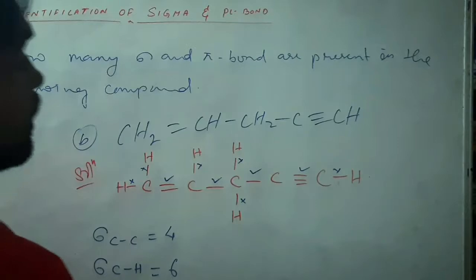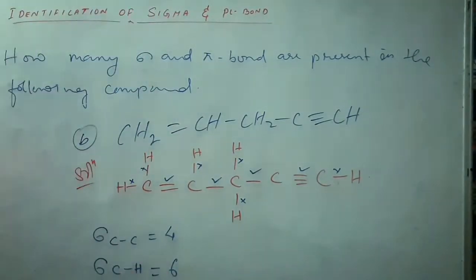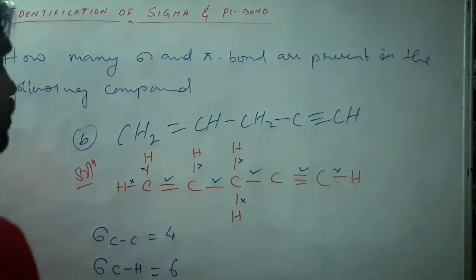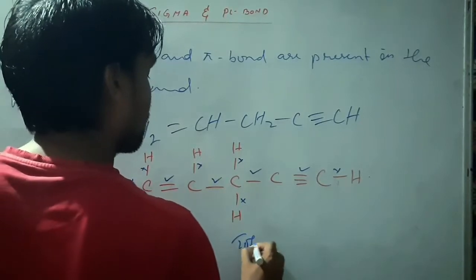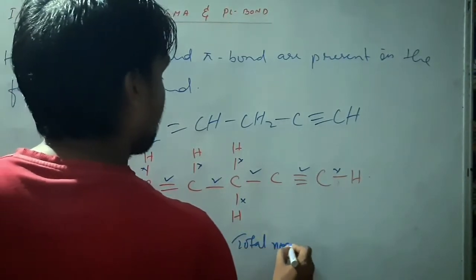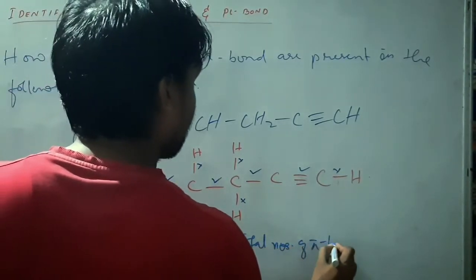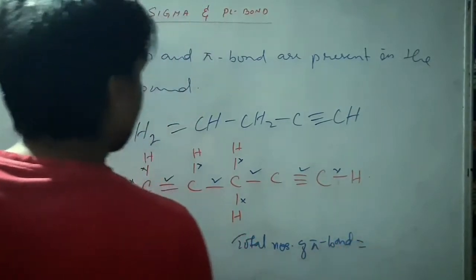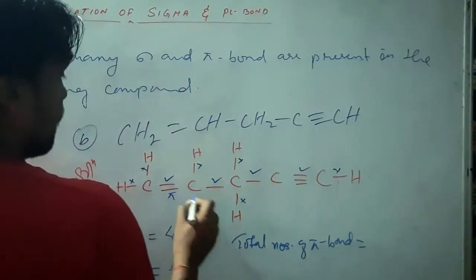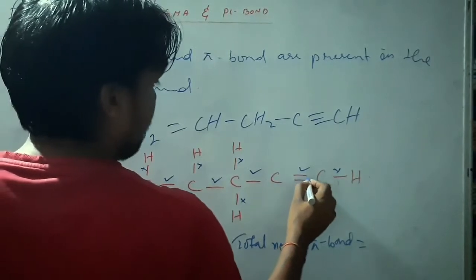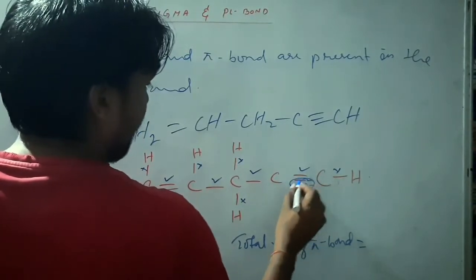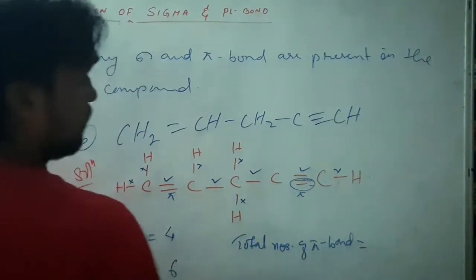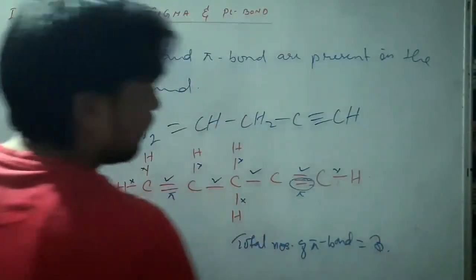Next, our target is to find the total number of pi bonds. So how many will the total number of pi bonds be? This is pi, here 2 pi bonds are there, 1, 2, these 2 are pi bonds. And here 1 pi. So the total number of pi bonds here is 3.